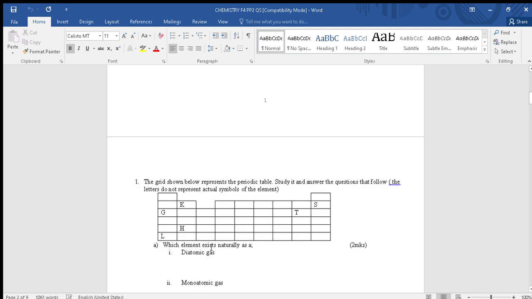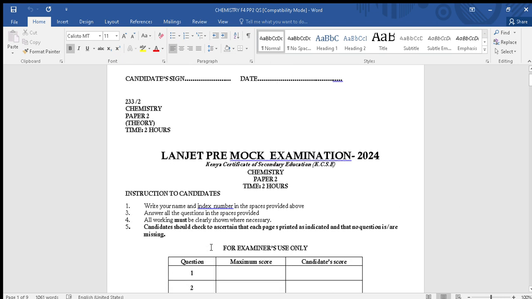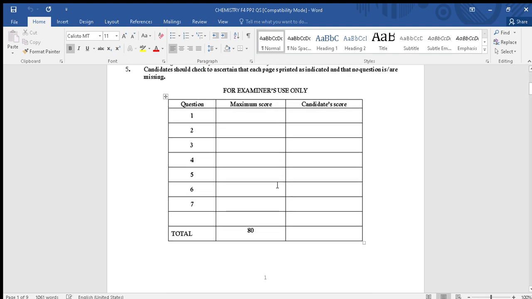So welcome back, learners. This is LANGET KCSE 2024 paper 2. I want us to handle this paper and look at the first question.